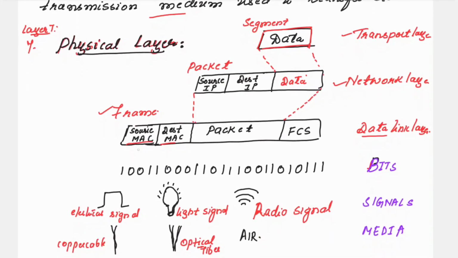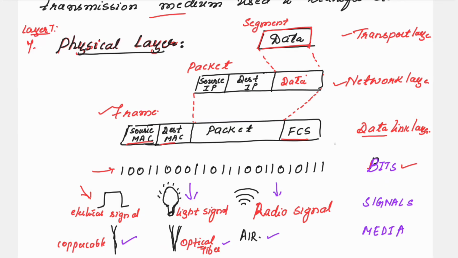Next, in the physical layer, whatever the contents of the frame are, they are converted into zeros and ones, and you call those bits. These bits are finally converted into an electrical signal if the transmission medium is a copper cable, or into a light signal if the transmission medium is an optical fiber, or into radio waves if the transmission medium is air. So this is what I am trying to show here in the physical layer.